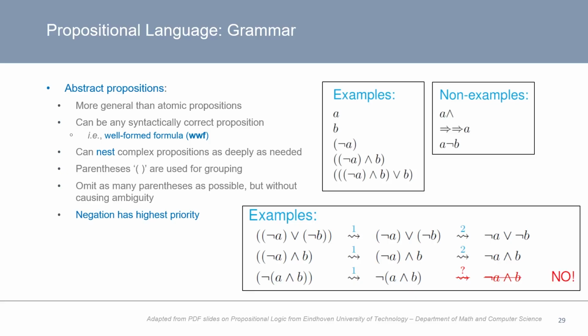Here are some examples of simplifying abstract propositions without losing their original meaning. In this first example, we can sequentially remove the parentheses without losing the original meaning. And the same is true in this second example. But this last example incorrectly simplifies the abstract proposition because the negation operator has the highest priority. Therefore, these parentheses can't be removed without changing the meaning of the expression.